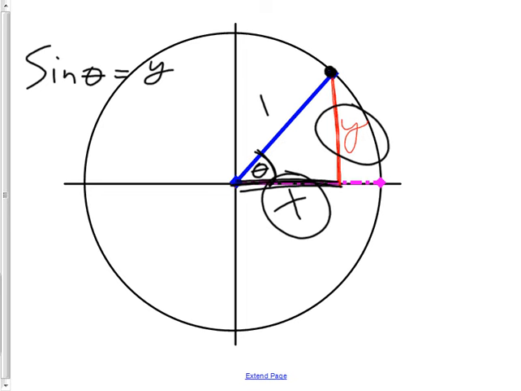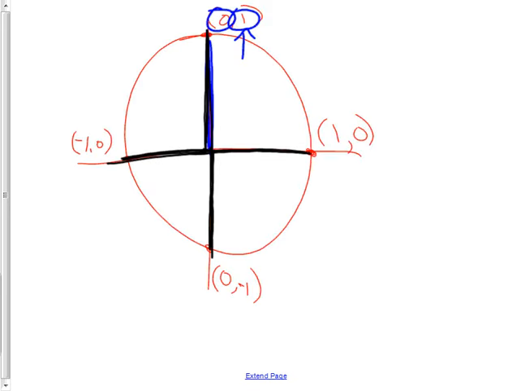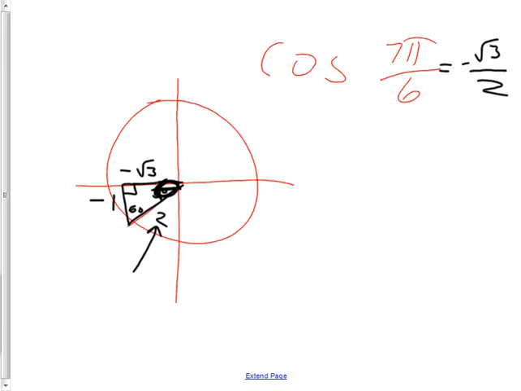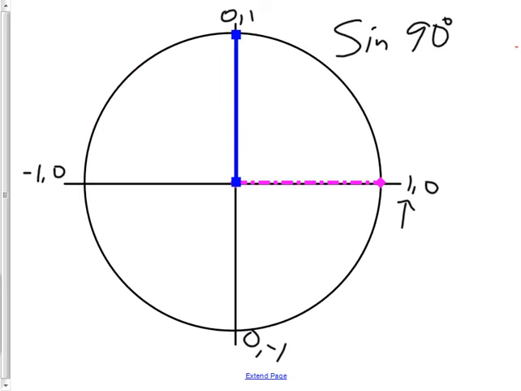What does that mean? That means if I go look at these points, 0, 1, 1, 0, negative 1, 0, 0, negative 1, the y is always the second coordinate of it, right? So can anybody answer for me now? What's the sine of 90 degrees? 1. It's just the y value. Because sine's y. Everybody say sine y. All right, that'll help stick it in your brain.